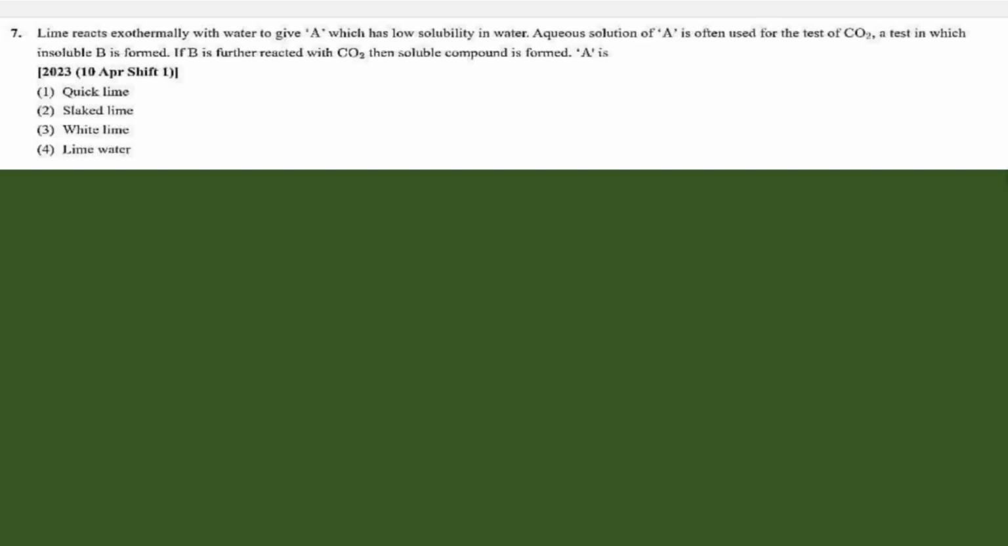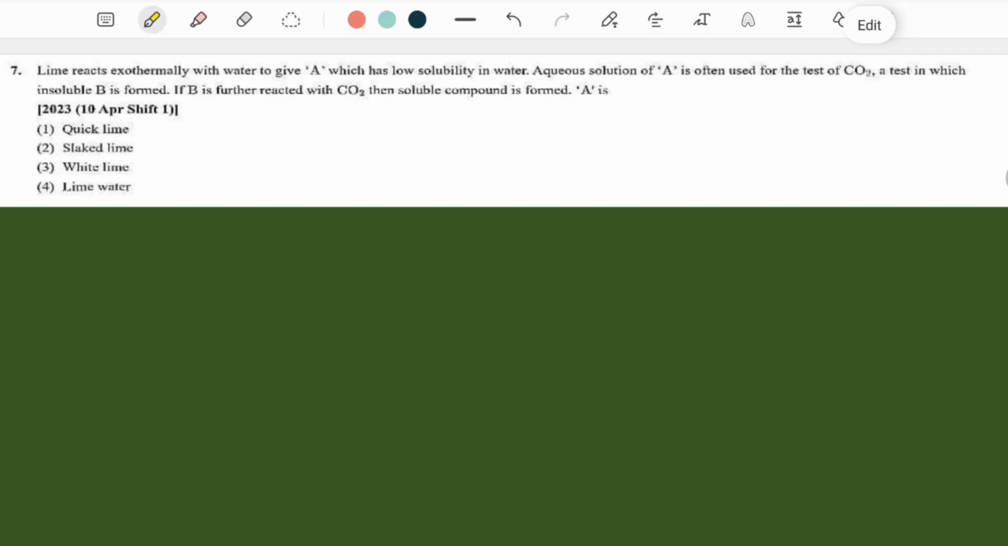Have a look at the next question. Lime reacts exothermally with water to give A, which has low solubility in water. An aqueous solution of A is often used for the test of CO2, a test in which insoluble B is formed. If B is further reacted with CO2, then a soluble compound is formed. Lime reacts exothermally with water to give A. So lime means calcium oxide.